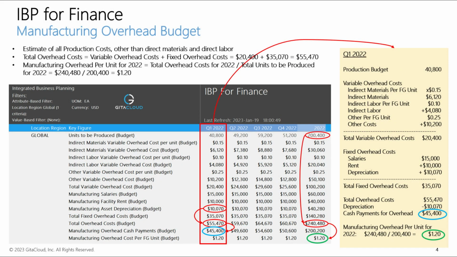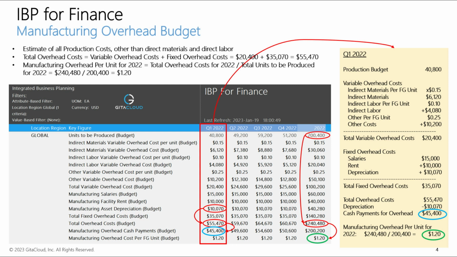The manufacturing overhead budget is an estimate of all production costs, other than direct materials and direct labor, necessary to achieve the desired level of production in the production budget. Overhead costs are of 2 types, variable and fixed. Total variable overhead costs change with changes in production and are calculated by multiplying units to be produced by the cost per unit. Fixed costs generally do not change with changes in production and therefore remain the same each quarter.